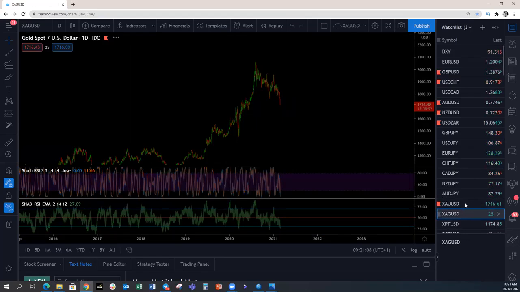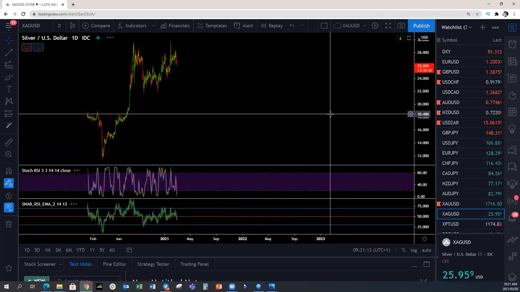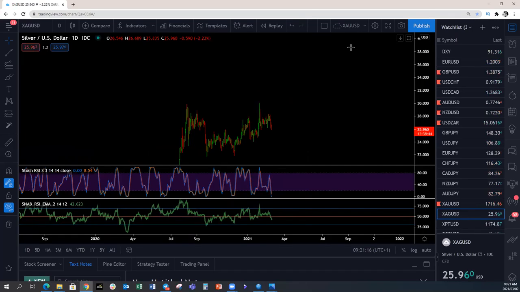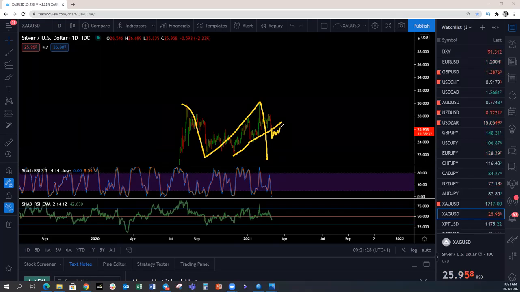Silver. Silver, you're still looking for this. We're still looking for this. It looks like we're going to break below this structure. Any correction around here is an entry to take you back to around the 22 levels on silver.